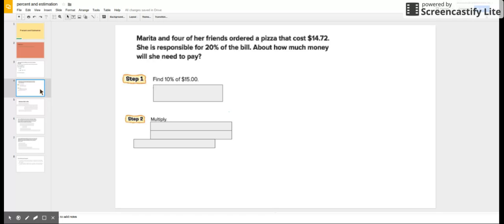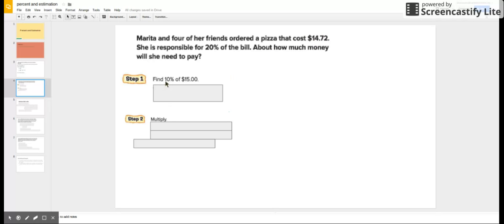Marita and 4 of her friends ordered a pizza that cost $14.72. She is responsible for 20% of the bill, which is normally the tip in the real world. So about how much money will she need to pay? In this case, 20% of $14.72 is kind of hard, so I'm going to make this $15. 20% of $15 is kind of hard to think about.